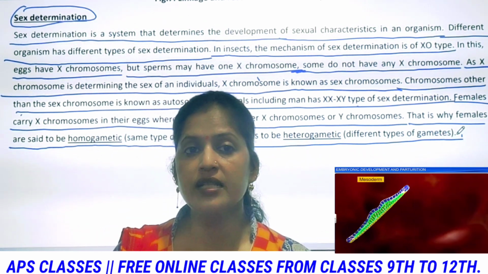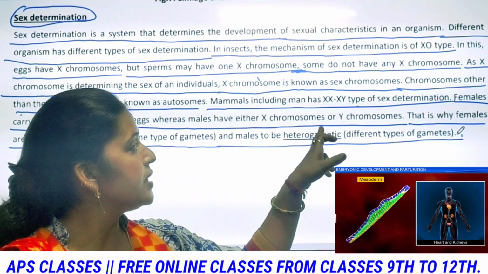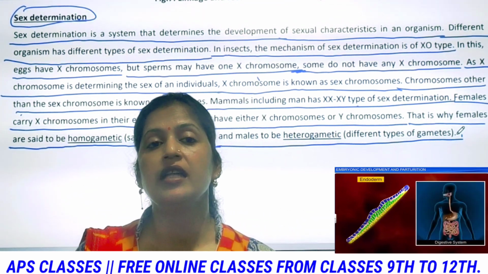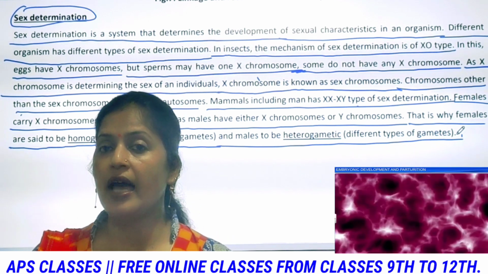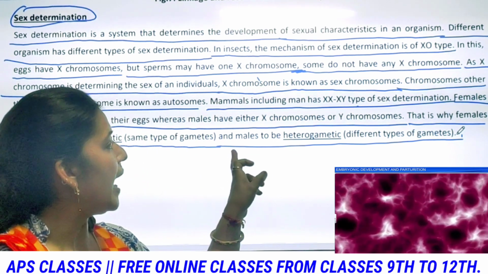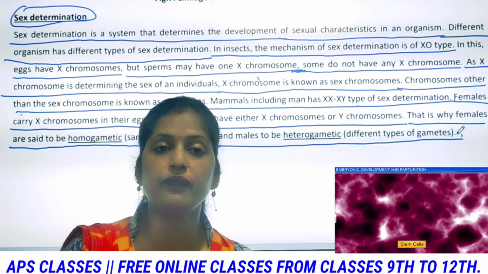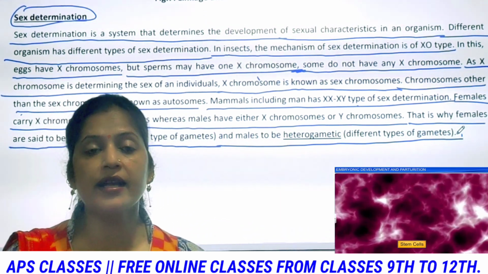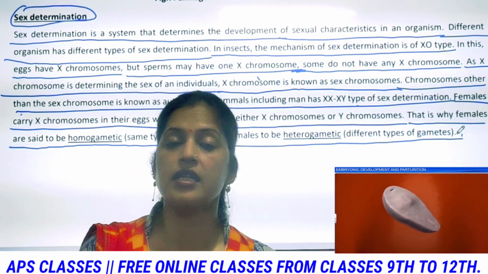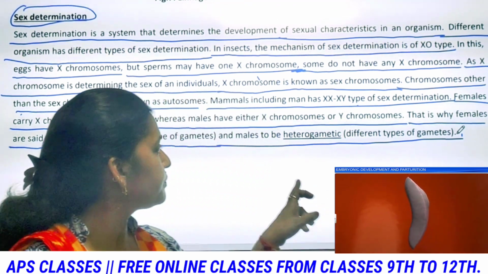That means the females have to be said homogametic because they have only one type of the sex chromosome, that is X chromosome. On the behalf of that reason, females are said to be homogametic, and homogametic means that they have same type of the gametes. And males to be heterogametic, और males को हम heterogametic बोलते हैं because they have different types of the gametes. Either they have X type of the chromosomes or Y type of the chromosomes. On the behalf of that reason, they are said to be heterogametic, or they have different types of the gametes.